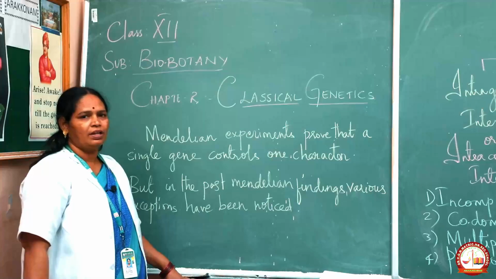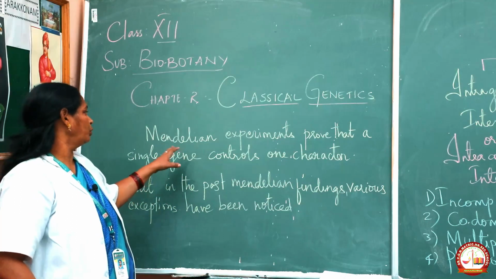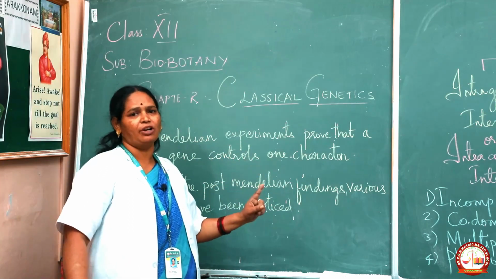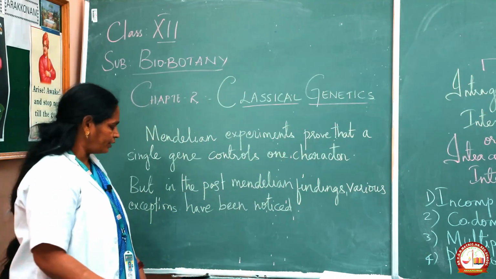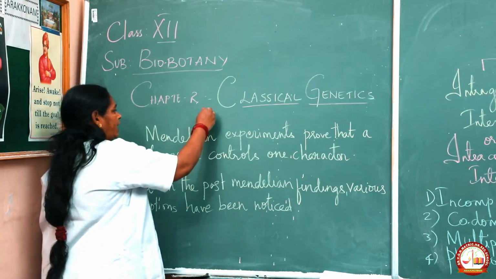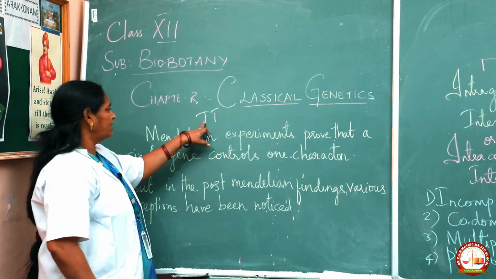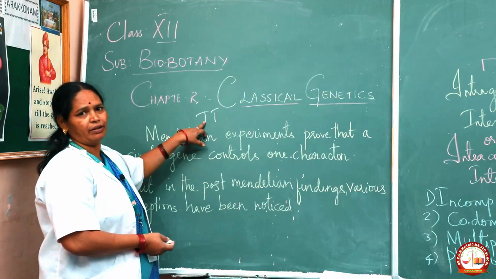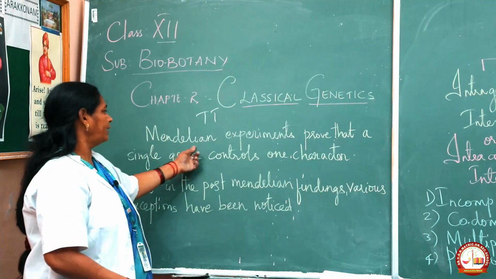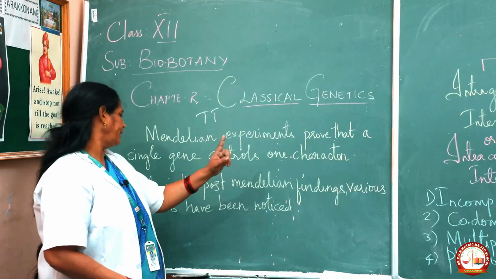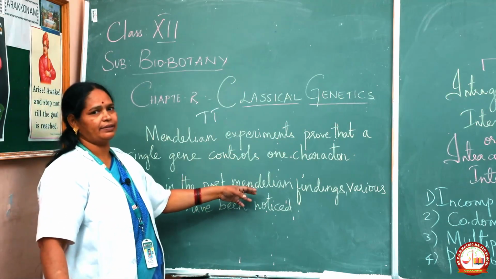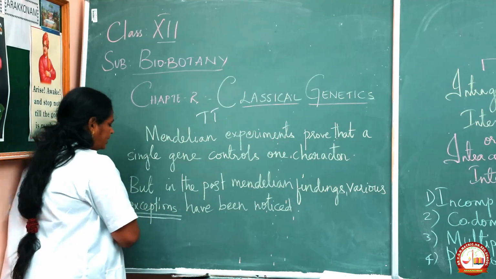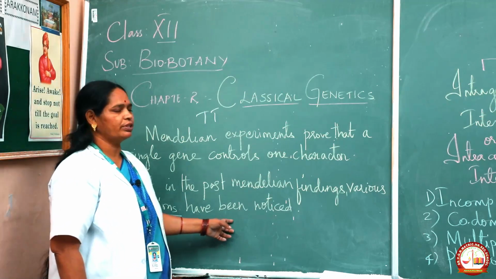That we'll see now. Children, according to Mendel's view, the Mendel experiment proved that a single gene controls one character. Every character is controlled by a gene. So for the tall character, the capital T in the case of a monohybrid cross, one gene controls the expression of the phenotypic trait. That is, T is enough for the formation of tall. But in the post-Mendelian findings, various exceptions have been noticed.